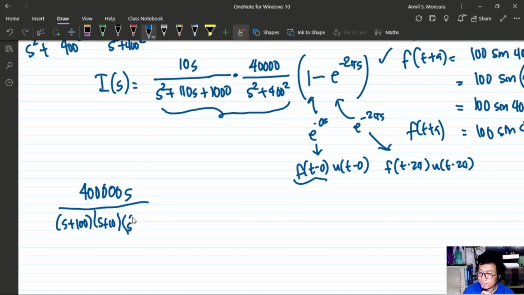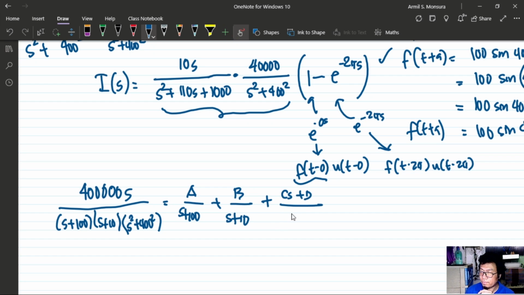So we also have s squared plus 400 squared. Therefore we will have the following partial fraction expansion: A over s plus 100, plus B over s plus 10, plus Cs plus D over s squared plus 400 squared. Because we are dealing with a quadratic factor, we need two terms, Cs plus D. Now A and B have denominators of linear form, so they can be solved using the cover-up method.